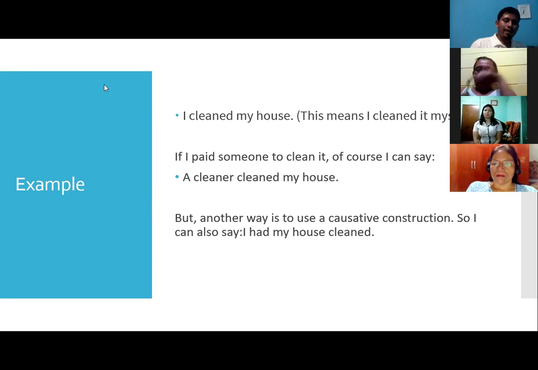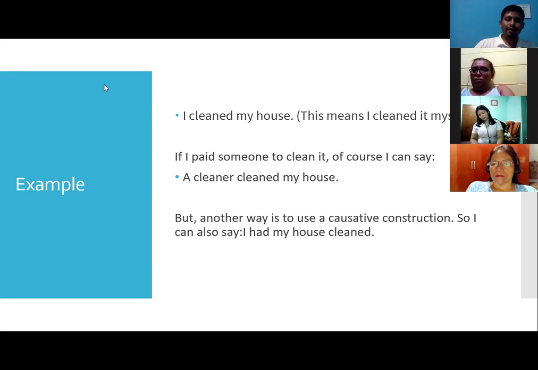Another way, and this is the part where causative verbs come in, okay? Another way to use these expressions in English is using the causative constructions. So instead of saying a cleaner cleaned my house, or instead of saying I clean my house, we can say I had my house cleaned, okay? If we check the meaning of that sentence, that means that someone else did the cleaning in my house, not me, okay? Someone else did.